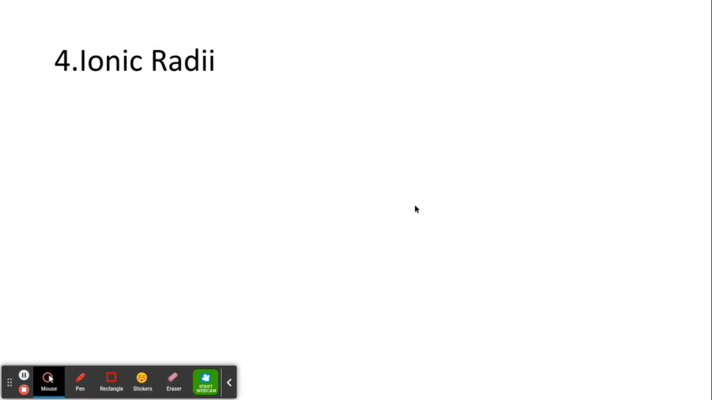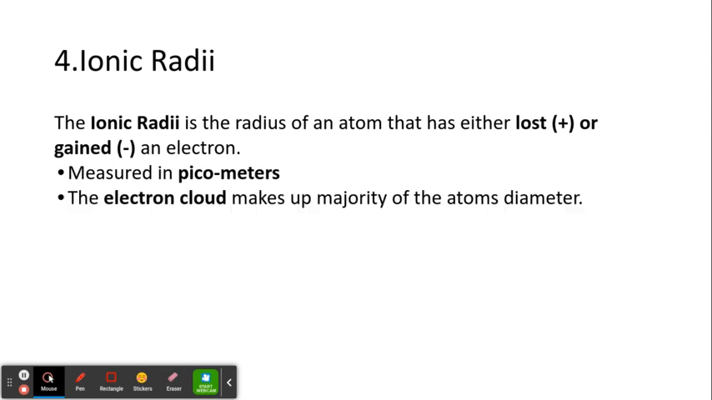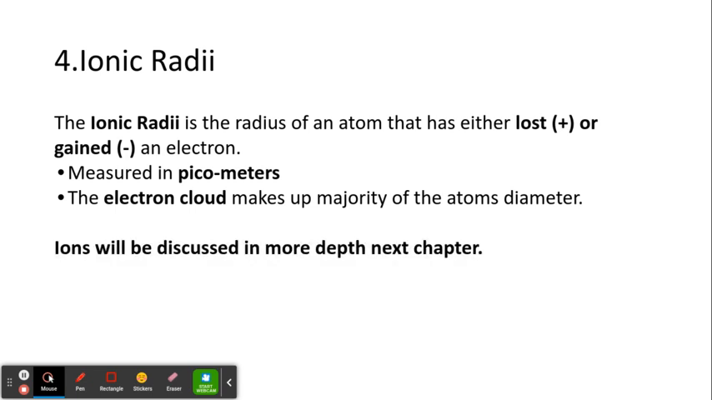Hey guys, this trend is about ionic radii. Okay. The ionic radius is the radius of an atom that has either lost or gained an electron. It's going to be measured in picometers. Now remember, the radius is actually more or less built on the electron cloud. The protons and neutrons are found in the nucleus, which is a very small portion of the atom, but most of the atom is majority going to be the electrons. And we're going to talk about that more in a chapter coming up.